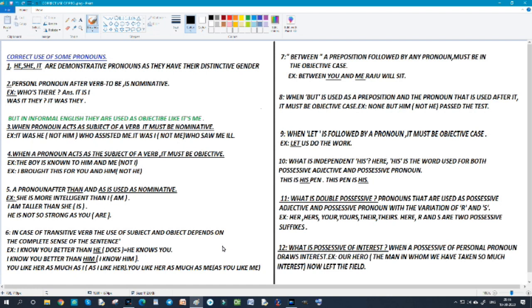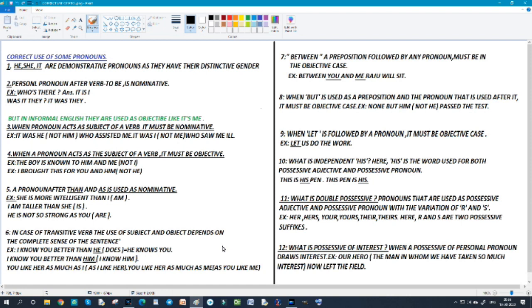Rule number 10. What is independent his? Look at a fantastic example, and I am the first one to give you this example here in this video. Here, his is the word used for both possessive adjective and possessive pronoun. Therefore the very word his is considered independent his. Look at the example: this is his pen, possessive adjective. This pen is his, possessive pronoun.